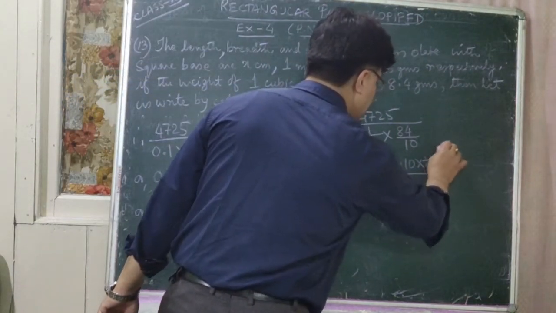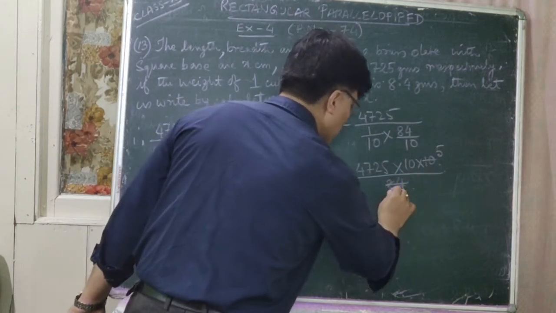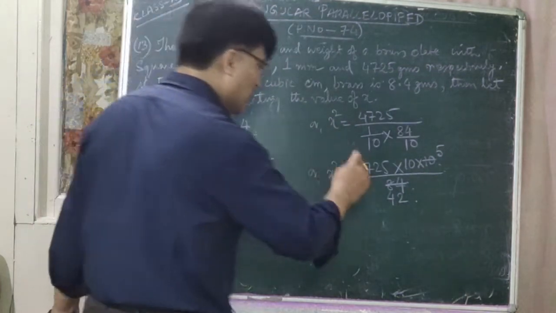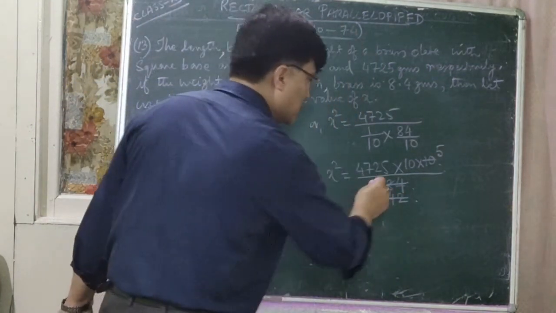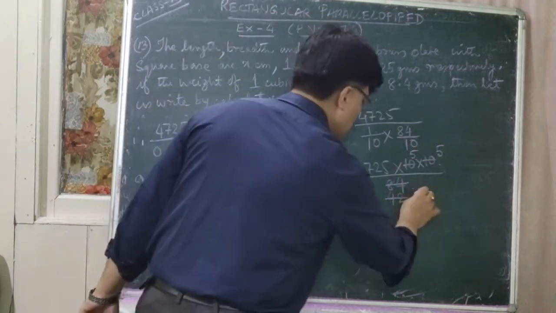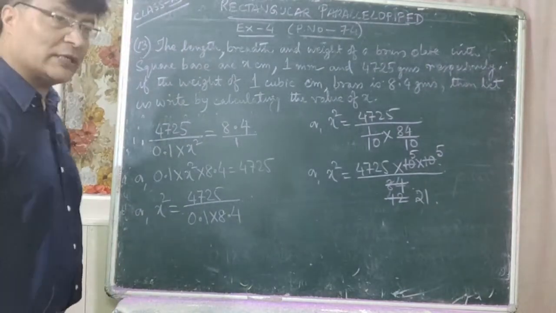So you can cancel here. 2 5s are 10. 2 times what? 2 5s are 10. 2 4s are 8. 2 2s are 4, right? So again 2 cancels. 2 5s are 10. 2 times what? 2 2s are 4. 2 1s are 2. So I think you have understood it.